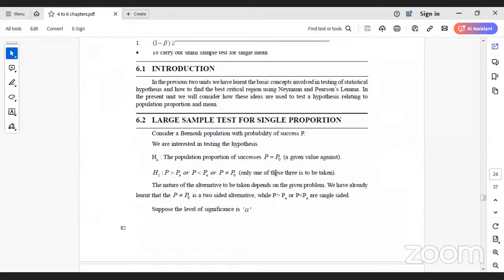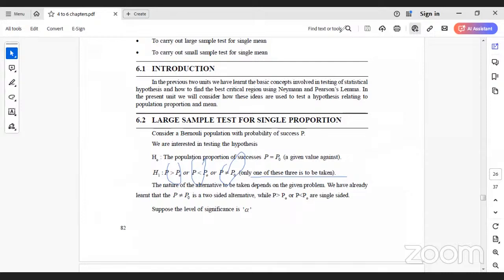Consider a Bernoulli population with probability of success P. We are interested in testing the hypothesis, as you learned in the design of experiments in the 5th semester, that the population proportion of success P is equal to P naught. So H1 we take here as P greater than P naught, or P less than P naught, or P not equal to P naught. Only one of these three is to be taken. The nature of the alternative depends upon the given problem. We have already learned that P not equal to P naught is a two-sided alternative, while P greater than P naught or P less than P naught are single-sided.